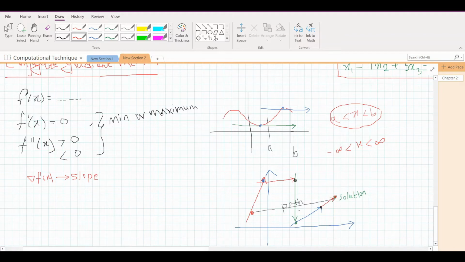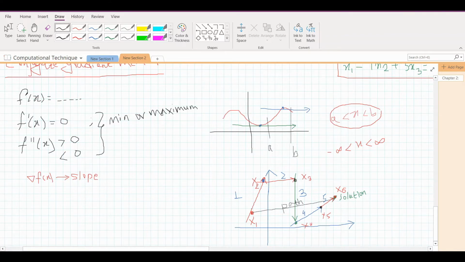Since we don't know this path, we have to start at a point x1 and then move to x2, then x3, then x4, x5, and then reach our solution x6. So it took us 1, 2, 3, 4, 5 steps or 5 iterations to reach our exact solution. This is how the gradient method works.